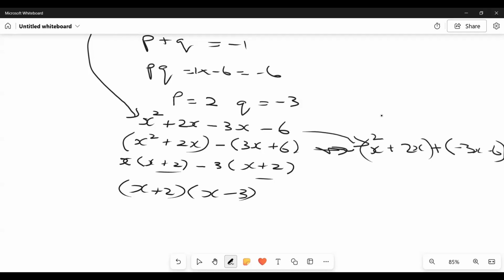Good. So now you take out your x bracket, x plus 2. And down here, the highest common factor you'll use is minus 3 bracket. So minus 3x divided by minus 3 will give you positive x. Minus 6 divided by minus 3 will give you positive 2, right? And then you do the same last step, x plus 2, and then you put x minus 3 in this bracket. Then you're done.